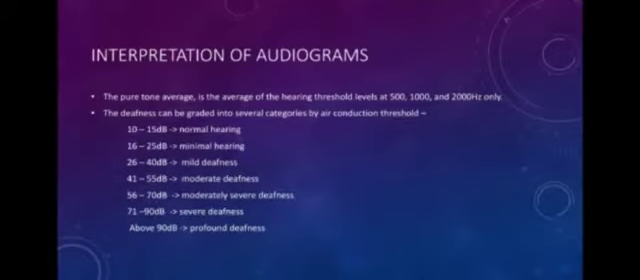So how do you interpret an audiogram? The pure tone average is the average of the hearing threshold levels at 500, 1000 and 2000 Hz only. The deafness can be categorized into several categories by air conduction threshold. So 10 to 15 decibels is normal hearing, 16 to 25 decibels is minimal hearing, 26 to 40 decibels is mild deafness, 41 to 55 decibels is moderate deafness, 56 to 70 decibels is moderately severe deafness, 71 to 90 decibels is severe deafness. Above 90 decibels is profound deafness.